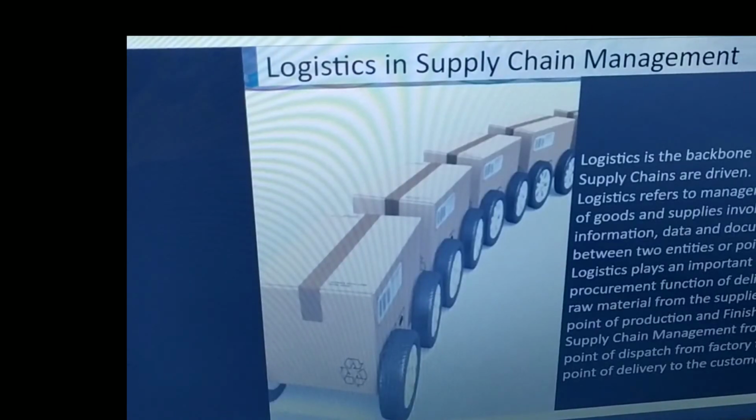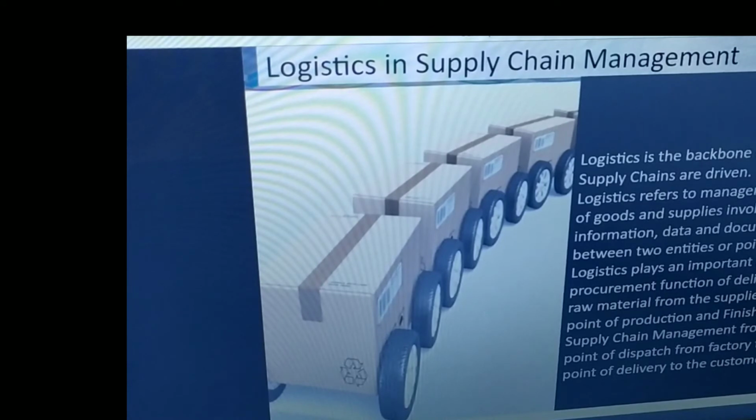Now we will discuss another important topic, that is logistics in supply chain management. From our previous videos you have learned the difference between logistics and supply chain management. If you haven't seen this video, I will give the link in the description. So logistics is the backbone on which supply chains are driven. Logistics refers to the management of the goods and supplies involving information, data and documentation between two entities or points.